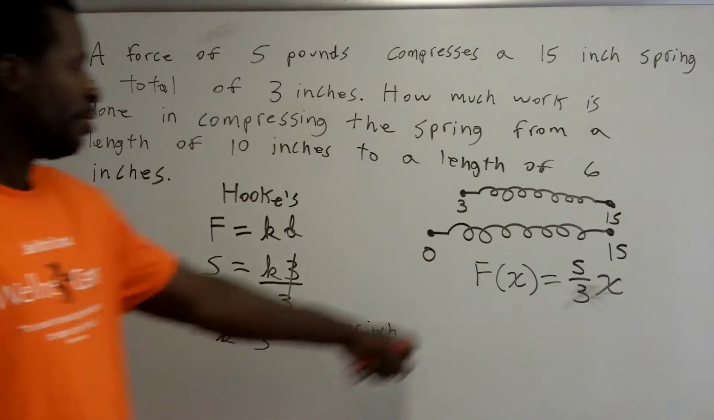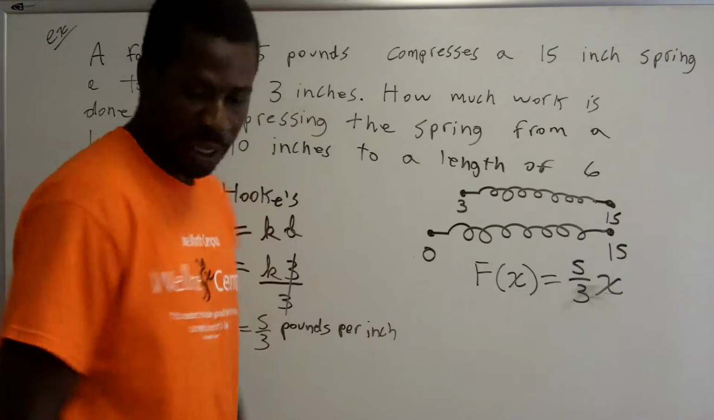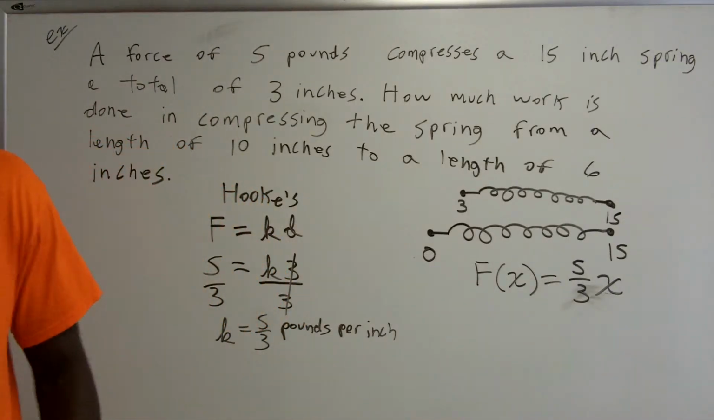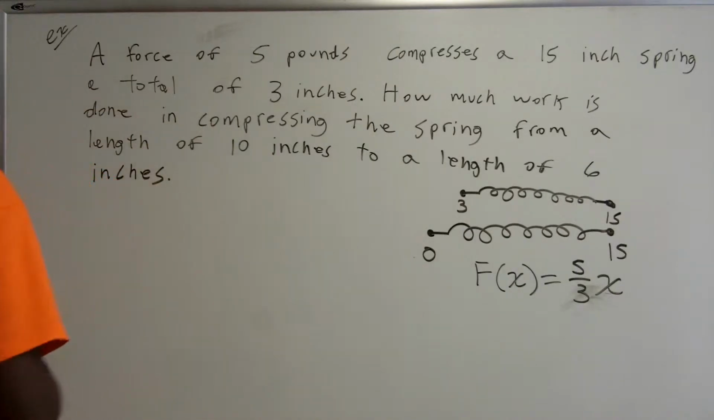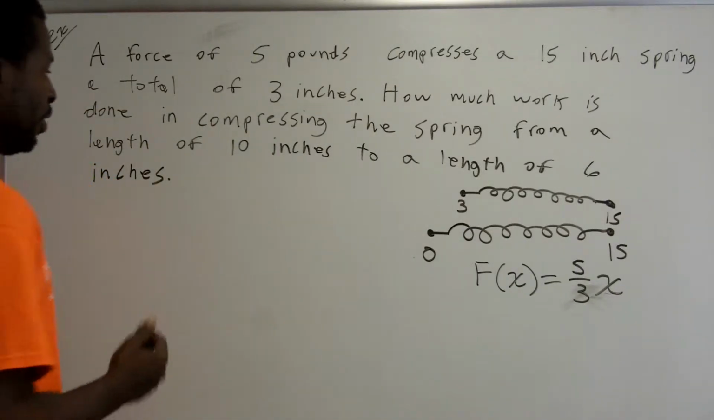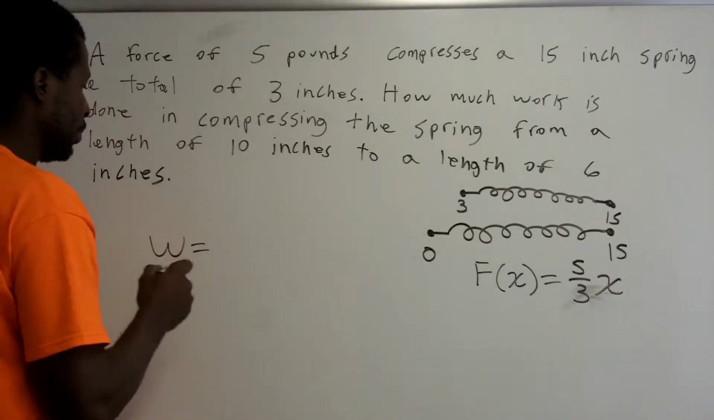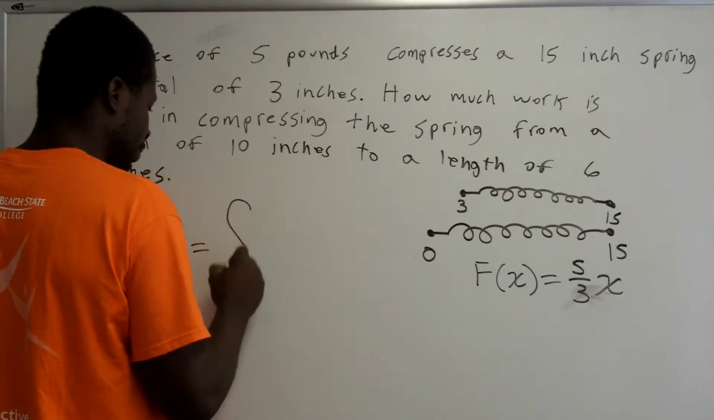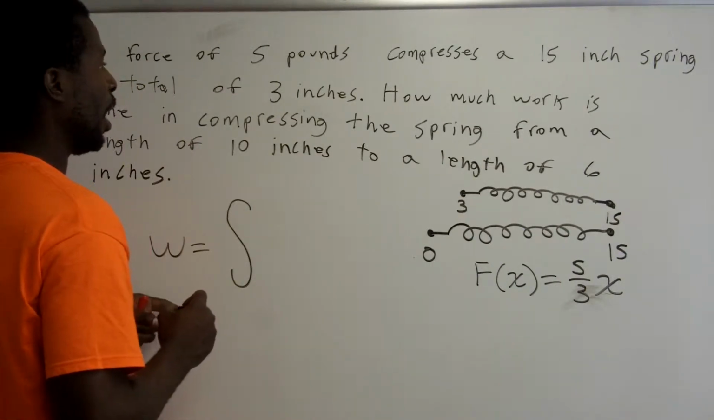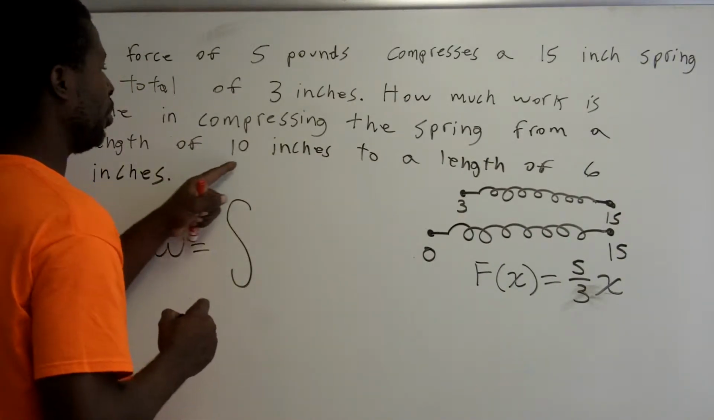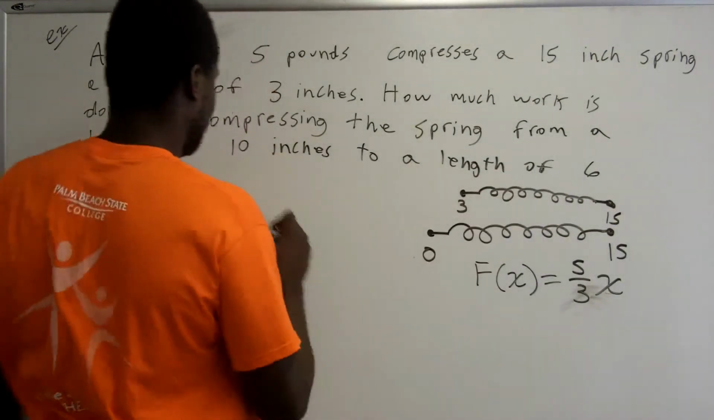All right, so now I have an equation to represent my force, and I used Hooke's law to come up with that equation. And now I can finish the problem. So by the definition, the work done is going to equal the integral from a to b. Here I want to compress the spring from 10 inches to 6 inches.